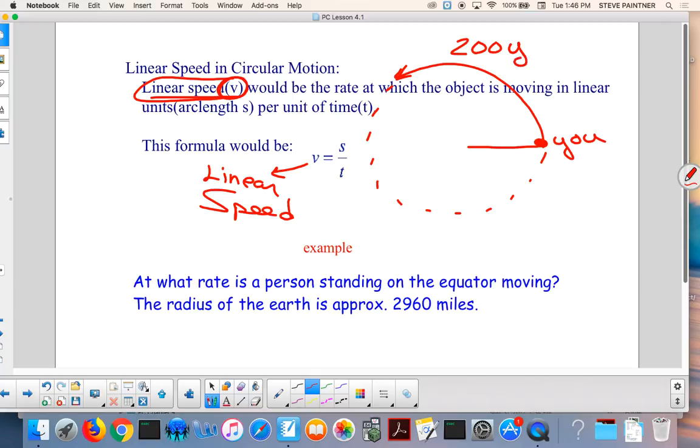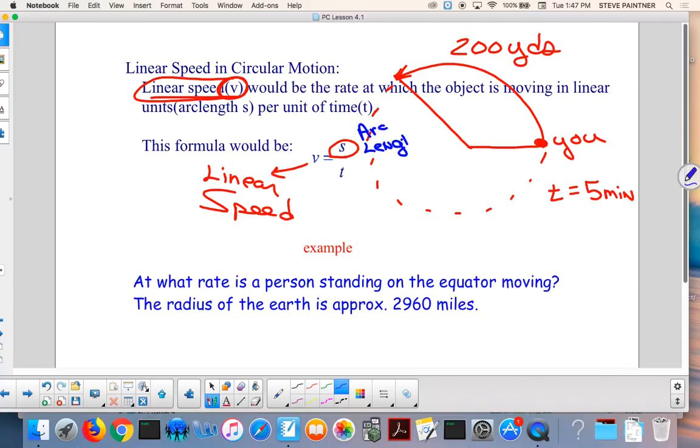But if all you walked was 200 yards, okay, and that's you walking 200 yards, and I tell you you did this in 5 minutes, okay, look at what it says. It says linear speed is nothing more than s. What's s? What is s? Arc length. Good job. This is really just arc length.